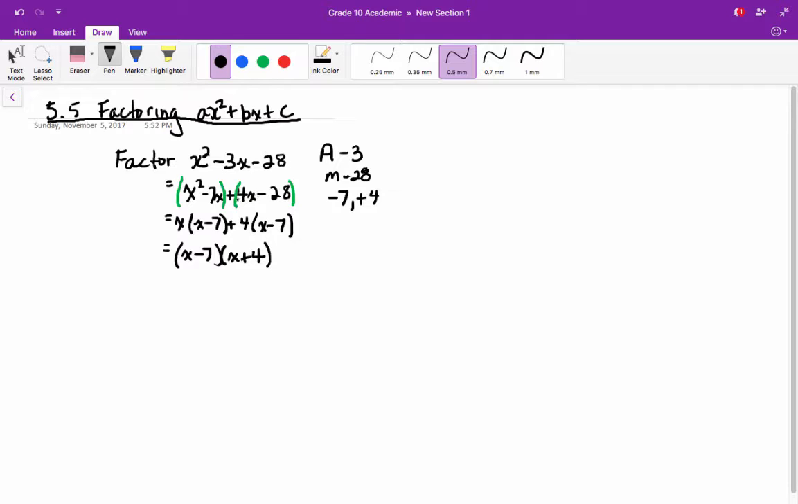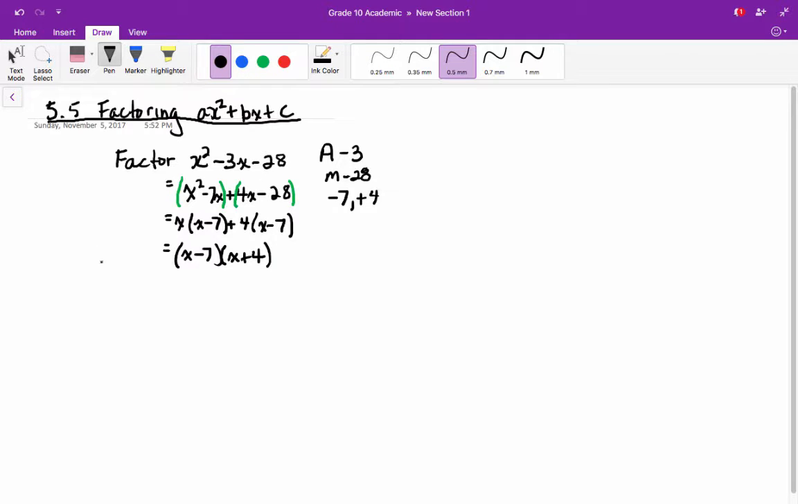This method of factoring is a little bit longer than before. It's called decomposition. We're breaking down the middle term using the numbers that both add to negative 3 and multiply to negative 28.